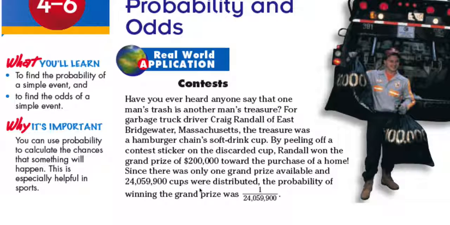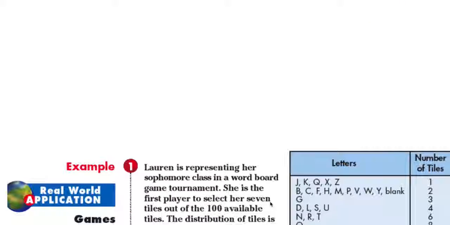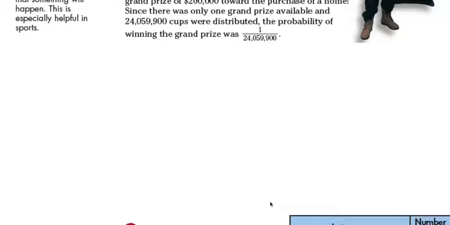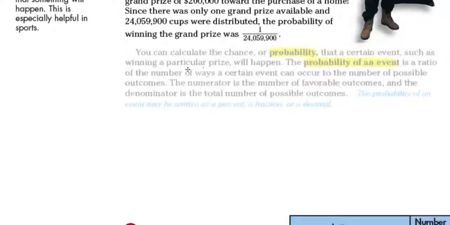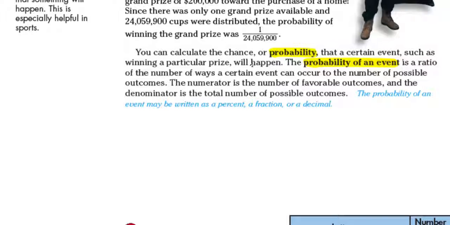Since there was only one grand prize available, and 24,059,900 cups were distributed, the probability of winning the grand prize was 1 out of 24,059,900. So this is a good example of probability. You can calculate the chance or probability that a certain event, such as winning a particular prize, will happen. The probability of an event is the ratio of the number of ways a certain event can occur to the number of possible outcomes.